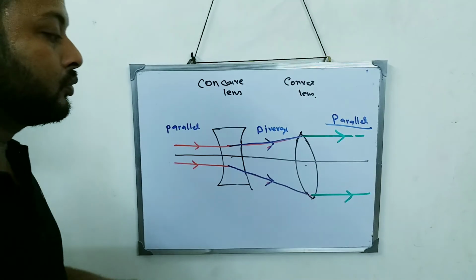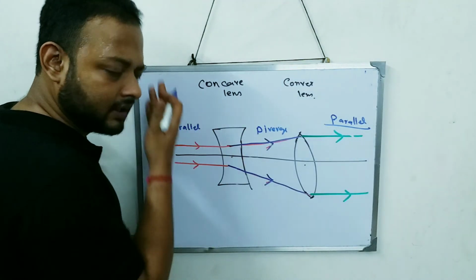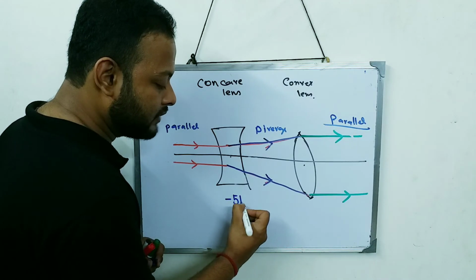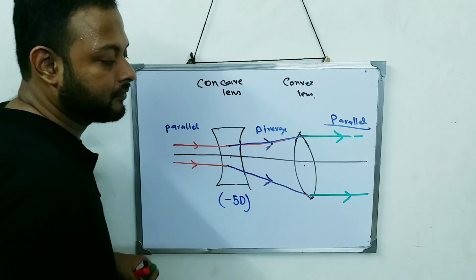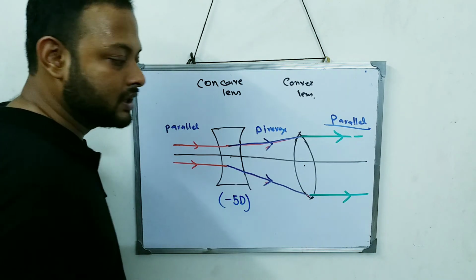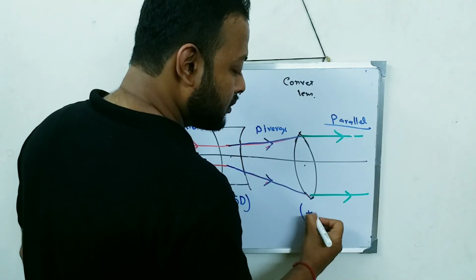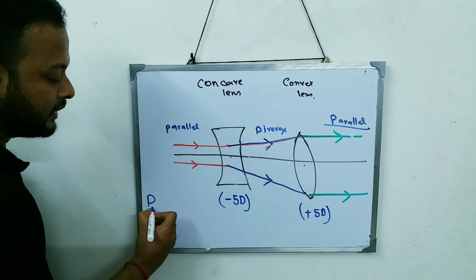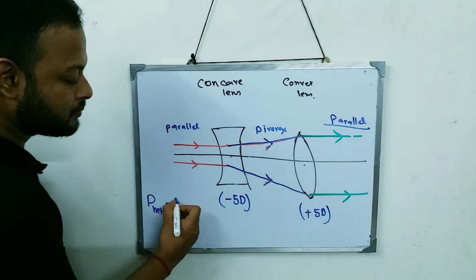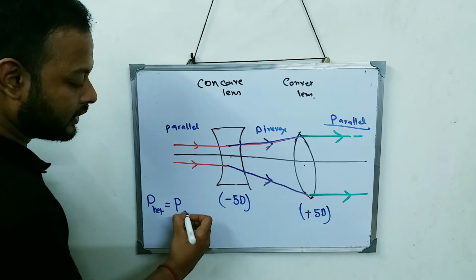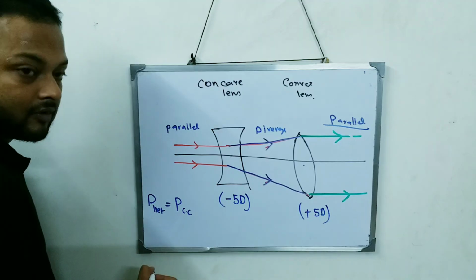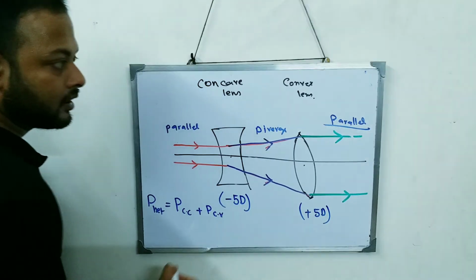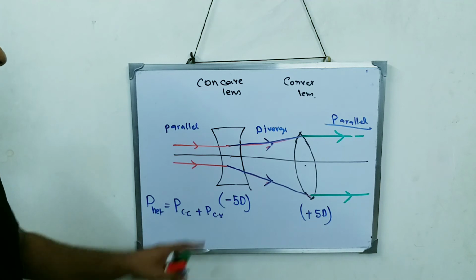Two lenses if we put together. Now what is the power of this lens? The power of this lens will be negative. So let's take minus 5 diopter as the power of this lens. And what is the power of this lens? It is positive. Let's take this as plus 5 diopter. Now what is the resultant power? My net power is the power of the concave lens plus the power of the convex lens.